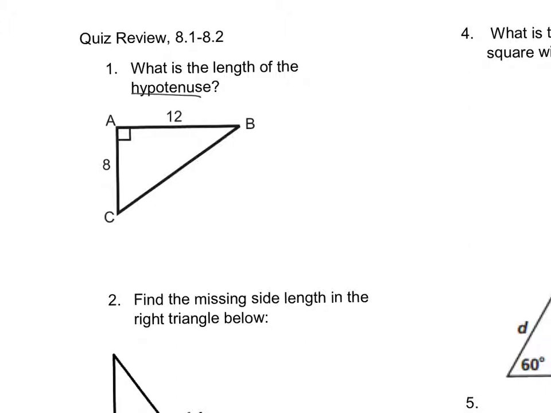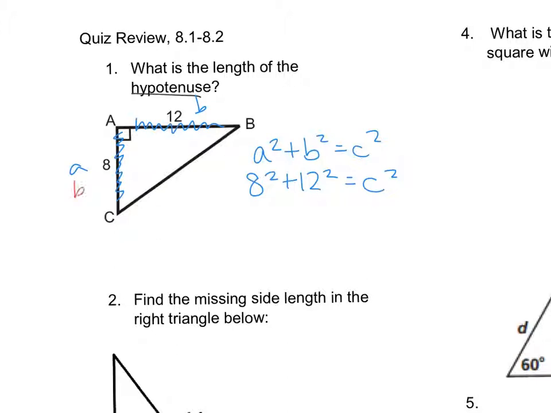So I'm going to use the Pythagorean theorem, which is a squared plus b squared equals c squared. So it's going to be 8 squared plus 12 squared equals c squared. These two are the legs. They are A and B. And it doesn't matter if you use A here, B here, A here, it doesn't matter. So it's going to be 64 plus 144 equals c squared.